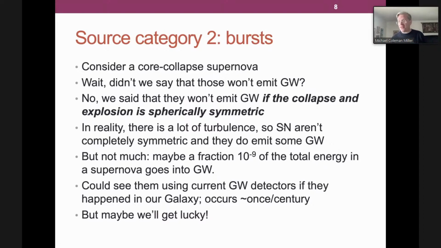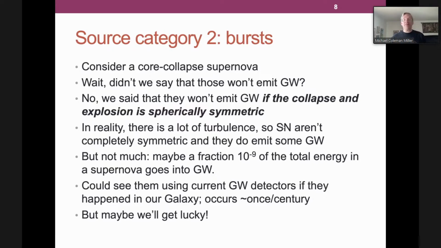With current detectors, you'd likely be able to see these in some portion of the galaxy, maybe not even the entirety of our galaxy, the Milky Way. In our galaxy, we have a core collapse supernova about once per century. So maybe we'll get lucky. And as we like to say here, this means that you should all eat your vegetables, which is believed to increase your lifetime and your probability of seeing a core collapse supernova.